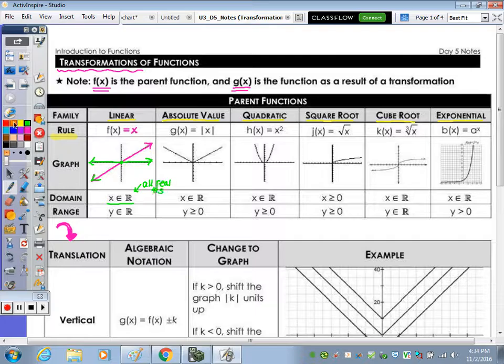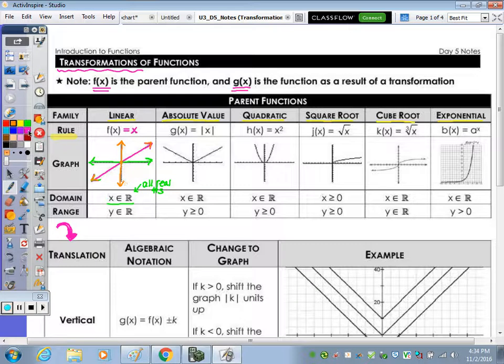The range is going to be all real numbers as well, because think about starting here on the y-axis. This arrow notes going up. As it goes over, it goes up, and this arrow notes that as we go left, it's going down. So we cover the whole y-axis. And that's really what you want to ask yourself each time you identify the domain and range for a function.